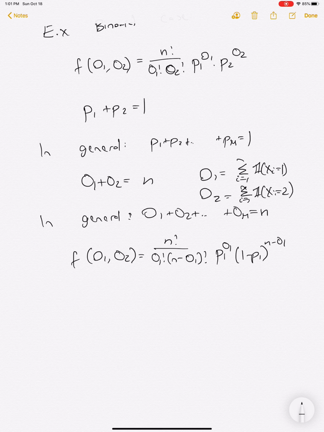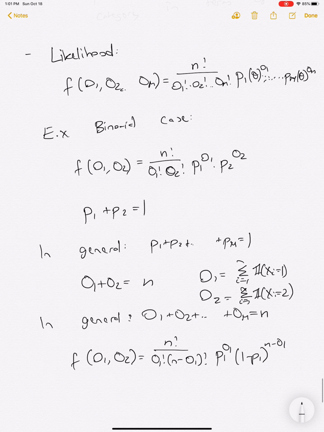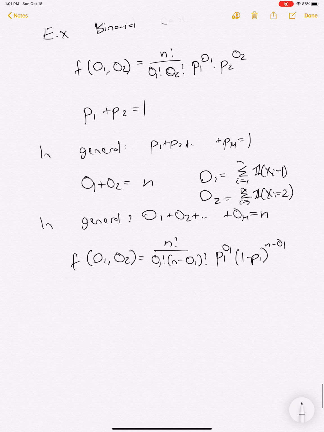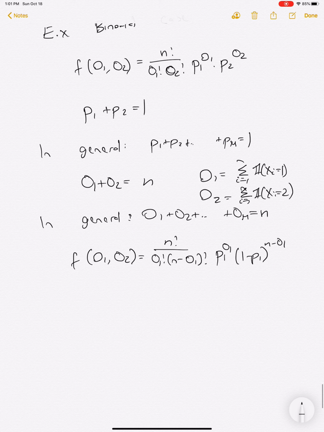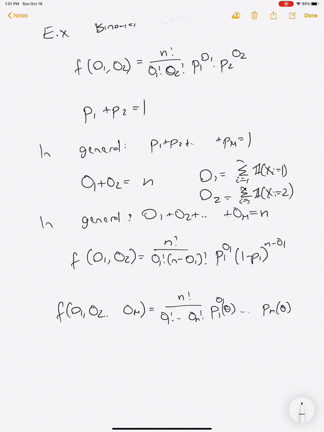And that's exactly the formula you get for the binomial distribution. So this is clearly just an extension of that binomial distribution. So we have that f(x; theta) is equal to n factorial over O1 factorial up to OM factorial, and then P1 of theta to the power of O1 up to Pm of theta to the power of OM.